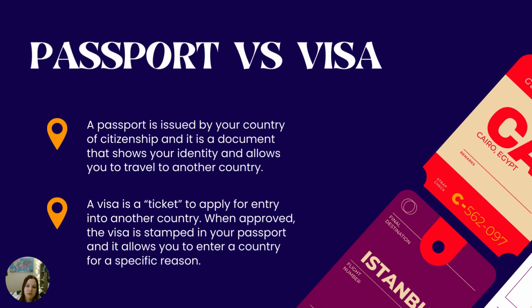A visa is a ticket to apply for entry into another country. When approved, the visa is stamped in your passport and allows you to enter a country for a specific reason. In your case, it would be for study purposes. Visas are obtained before you enter a country. Whether a visa is required for entry into a country depends on the applicant's citizenship and the country's visa policy.